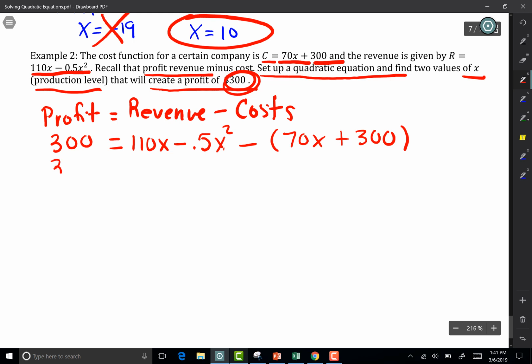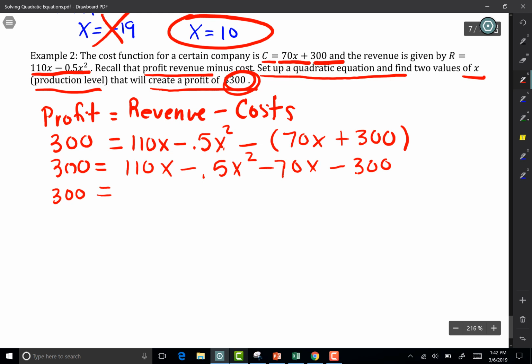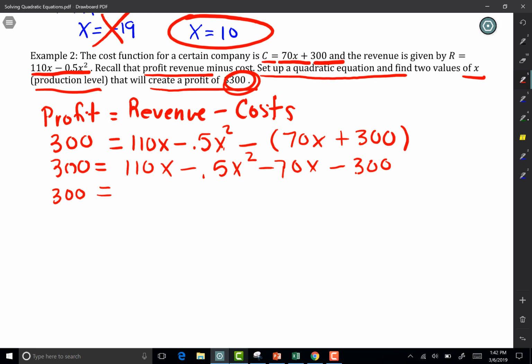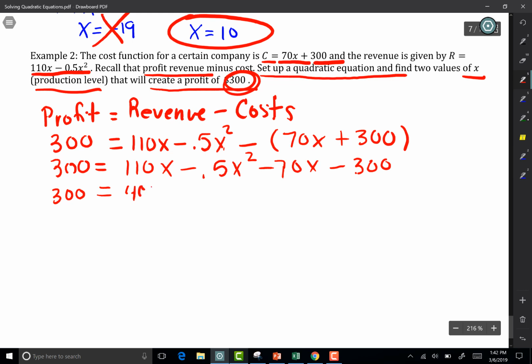So after we clean this up a little bit, I have 110x minus 0.5x squared. And then that's going to give me a minus 70x, and then a minus 300. I am going to combine like terms. So I have 110x and I'm subtracting a 70x. So that gives me a 40x. And then I have a minus 0.5x squared and a minus 300.